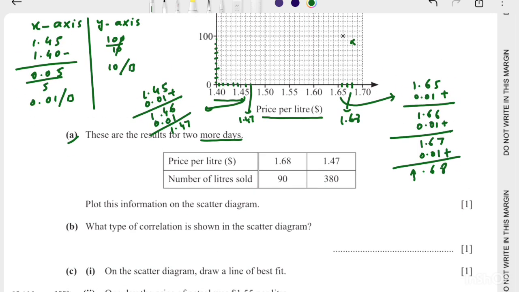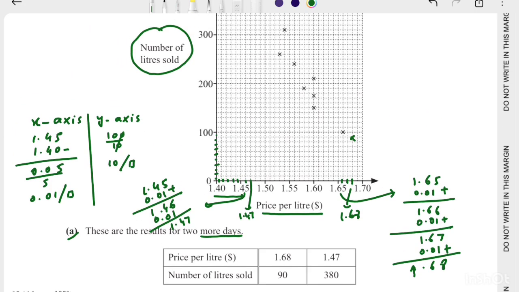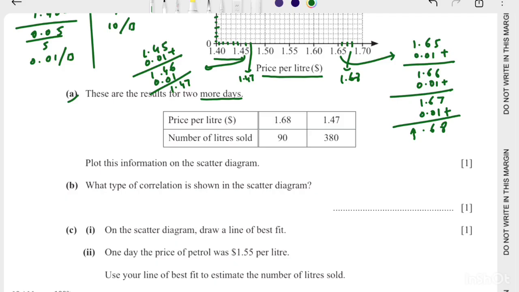What type of correlation is shown in the scatter diagram? As there is a negative relation between the number of liters sold and the price per liter, it would be negative. It's a negative correlation.